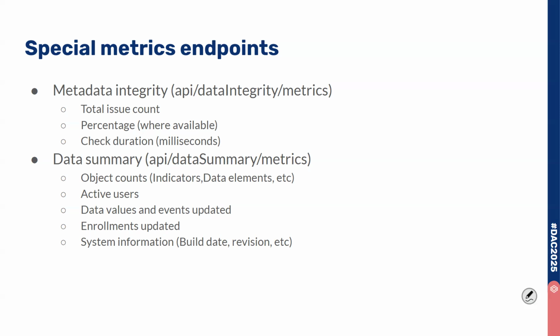Similar with the data summary, you get statistics such as active users, data values and events that have been updated, enrollments that have been updated, and some system information, as well as object counts, number of indicators, number of data elements. There's several there, basically. And so those are also longer term internal metrics that you can collect and monitor. I started with 5,000 organization units and I'm getting 100 more every week, basically, and see over time how the system is evolving.